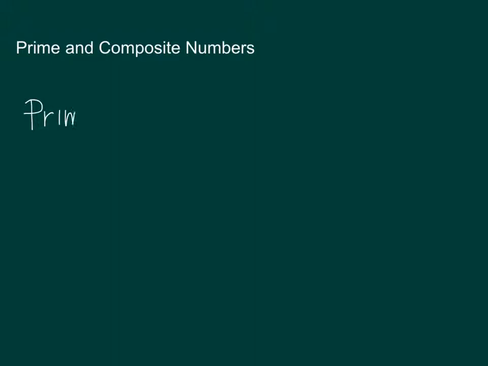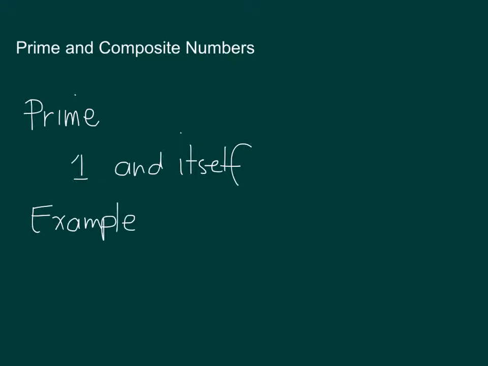Prime numbers are the numbers that you can only break down into two factors. So that is just one and itself. So for example, the smallest prime number is 2, because 2 can be expressed only as 1 times 2. Although this is equal to 2 times 1, there are only two factors of 2, that is 1 and itself.